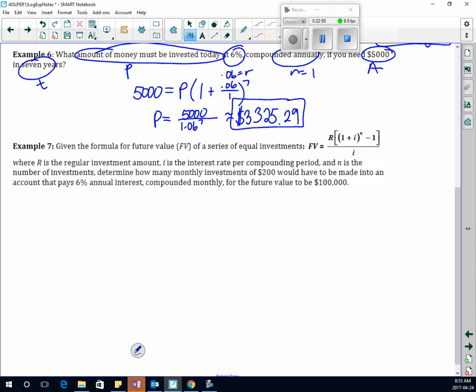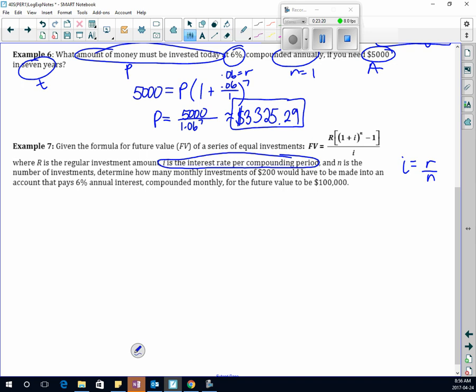So it's not like it's really that complicated. They do get some complicated formulas, but anyways, future value is equal to R times [(1 plus i) to the power n, minus 1] over i, where R is the regular investment amount, and i is the interest rate per compounding period. So this is different. i is the interest rate per compounding period, so i is actually equal to the annual rate divided by the number of compounds per year.